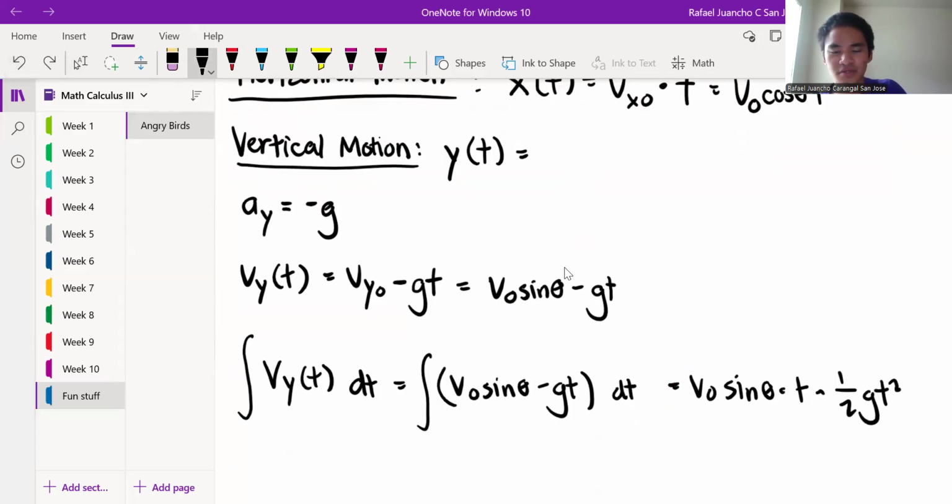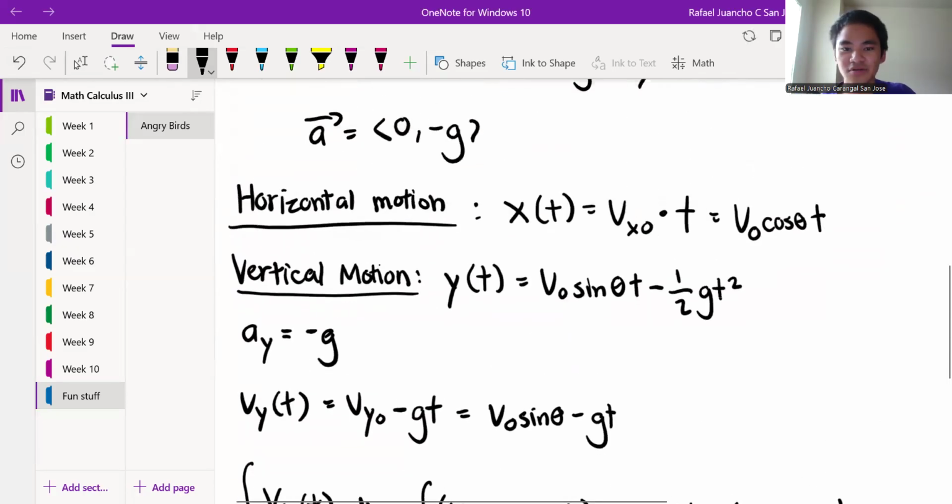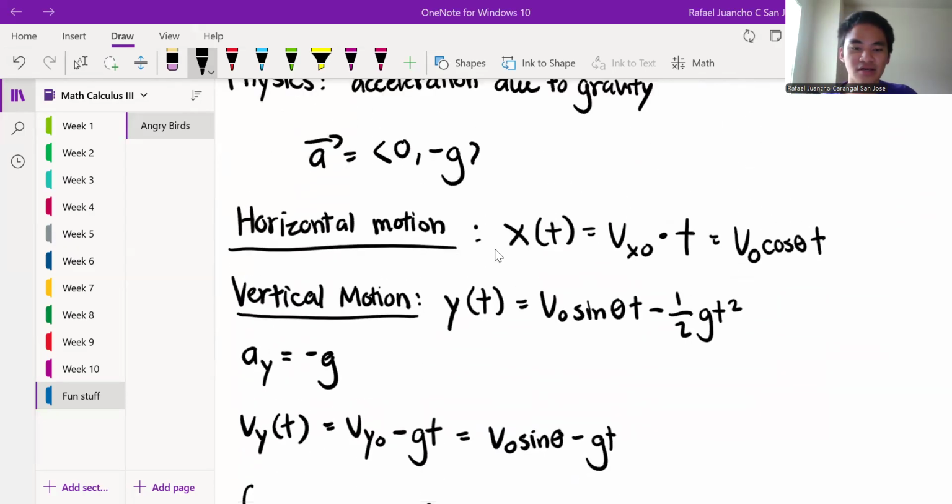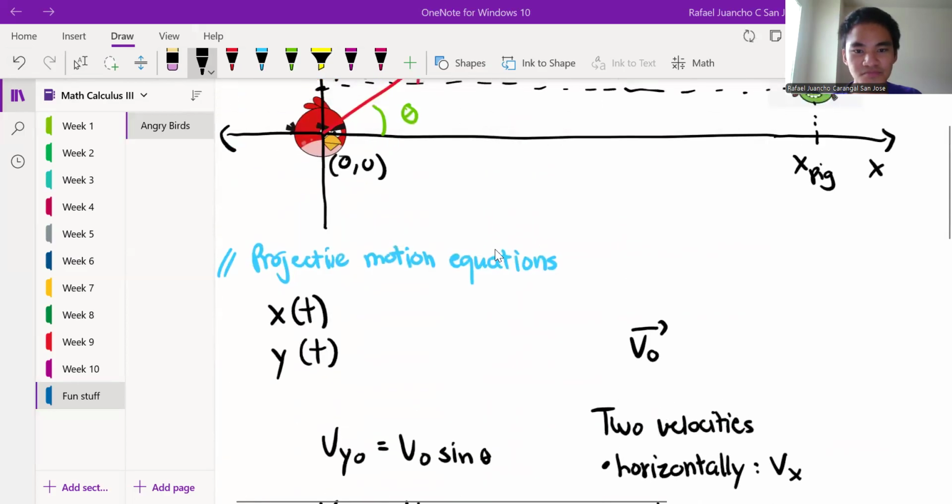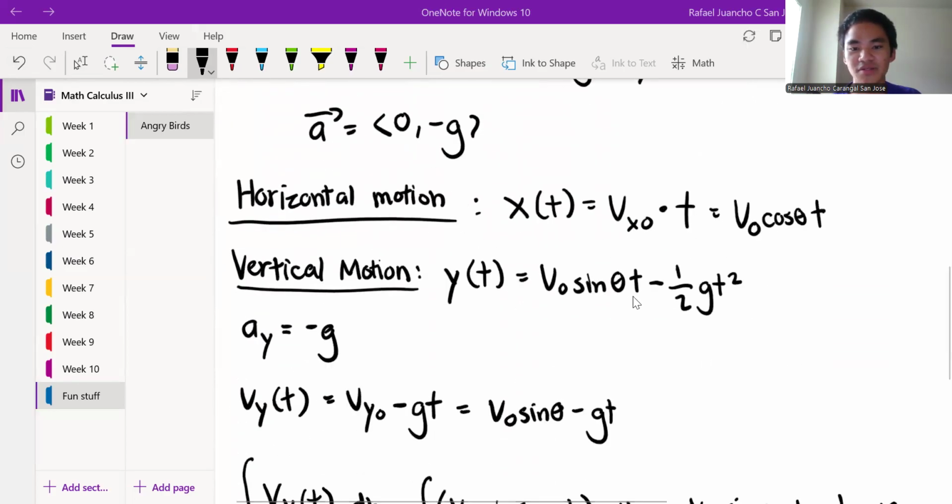And so I'm just going to copy that. So y of t is some initial velocity v naught, we multiply that by t, and then we subtract 1/2 g t squared. So that's our projectile equations. And this will help us determine the position of the bird at a given time t. Okay, so now we've determined that.